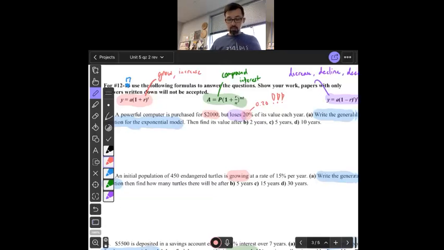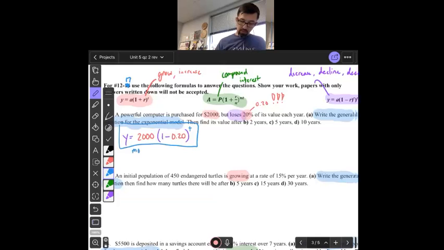So if I want to write this model equation, let's say this is a decline one, so I don't know why I'm doing it in red. I should be doing purple. So y equals 2,000 times 1 minus 0.20, or you can just write 0.2 if you want. But then it's a model because it still has t in it. This is your model equation. This is your general equation.